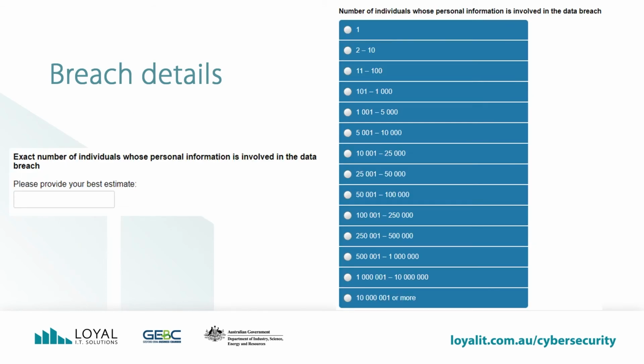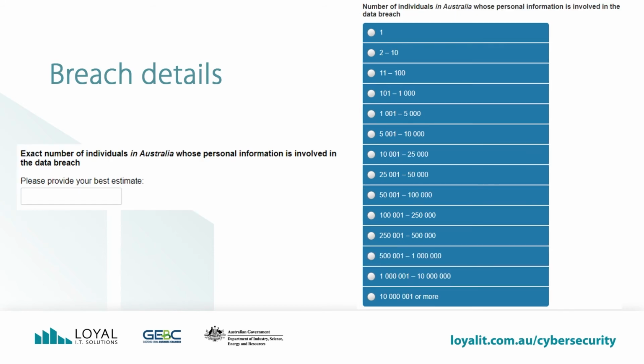Select the total number of individuals who are affected by the breach. Then type the exact number if known. Scroll down. Now we need to enter how many individuals in Australia, in other words, how many Australians were involved in the breach. Select the best option and enter the exact information if known.